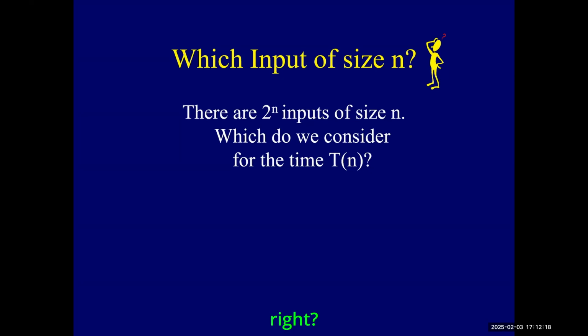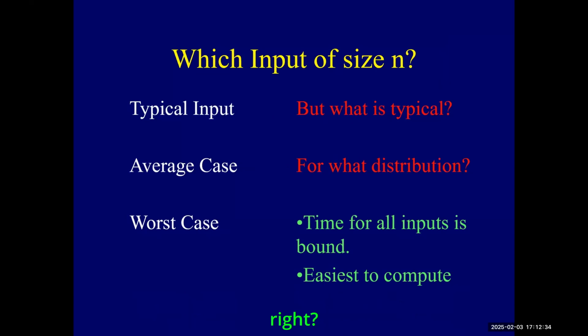Nope. For example, if I give you n numbers to sort and they're all 0, then I can sort it really fast. So here you could say typical input, but I don't know what that means. What is typical to who? We could say average, but what distribution? We could say worst case. And that's what we're going to do. We're going to bound it by the worst case. All right? Everybody good?